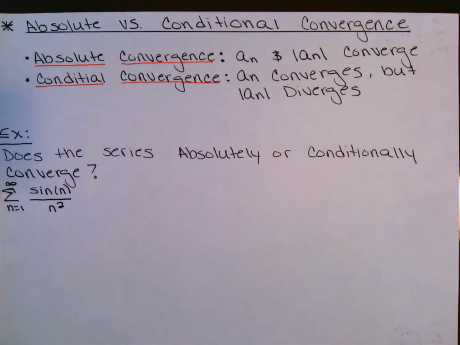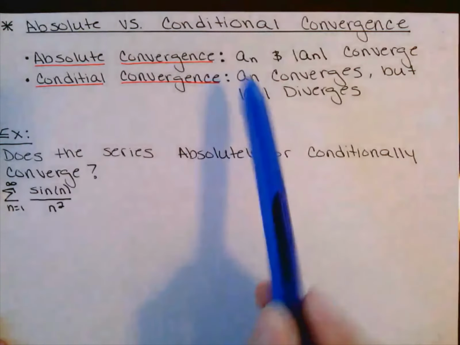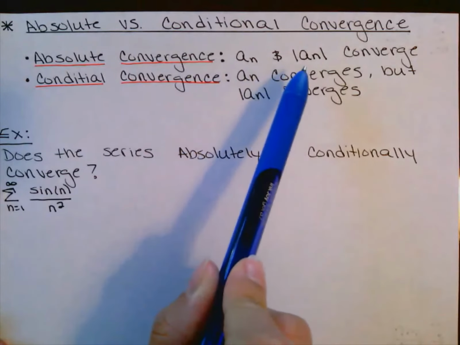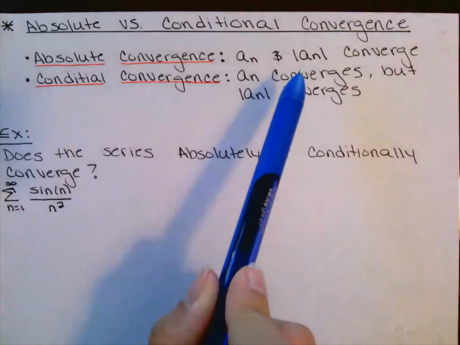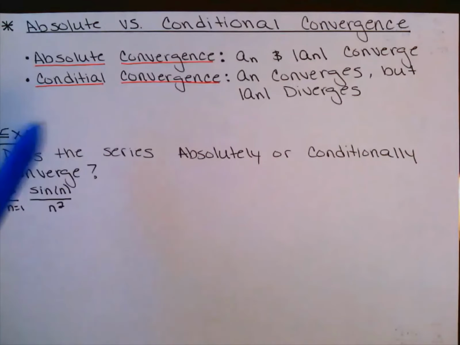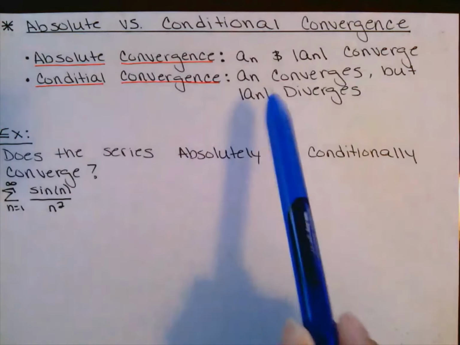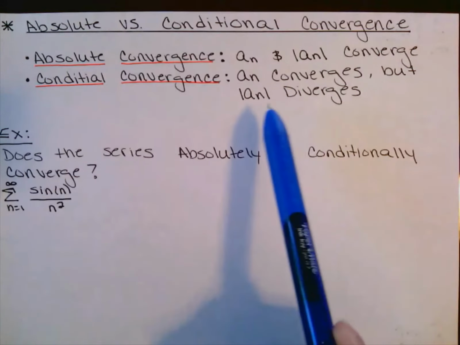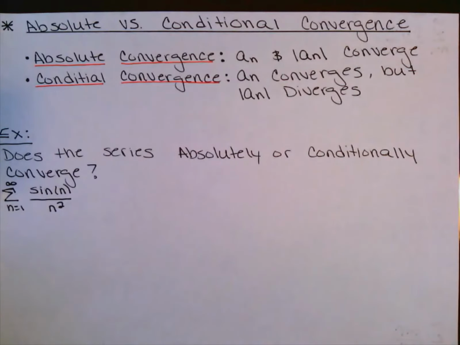With alternating series, we have 2 scenarios. One where they could absolutely converge, and that's if the alternating series converges and the absolute value of it, meaning ignoring the change of signs, also converges. And then we have what's called conditional convergence, which is if the alternating series converges, but the absolute value of it does not. Okay, so let's look at this first question. Does the series absolutely or conditionally converge?